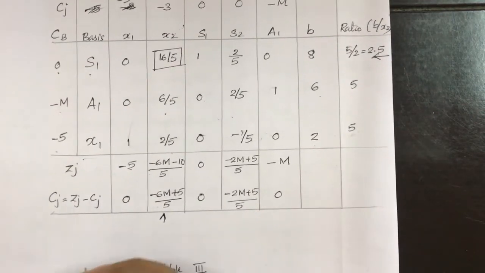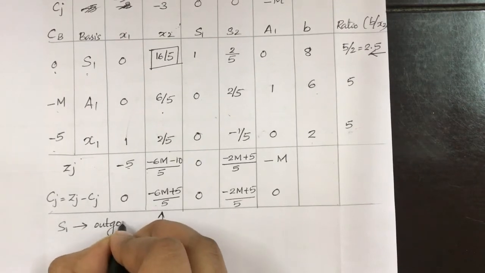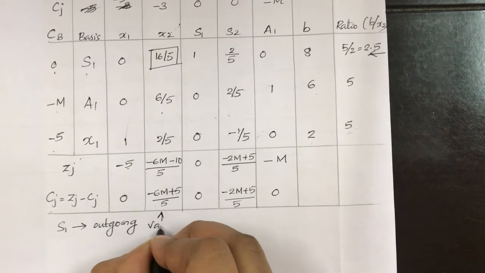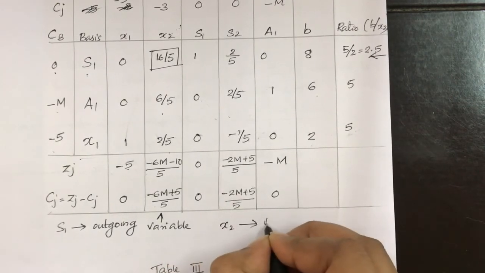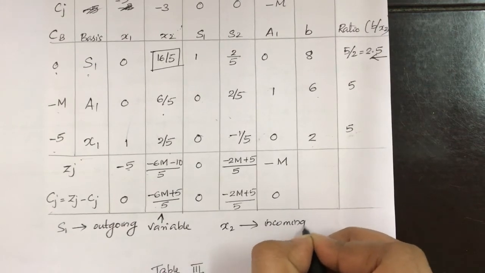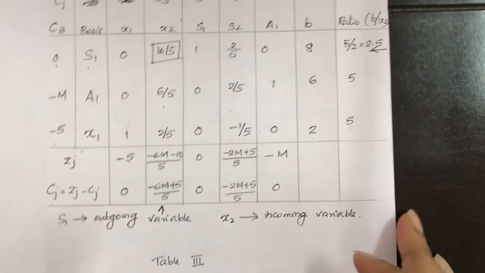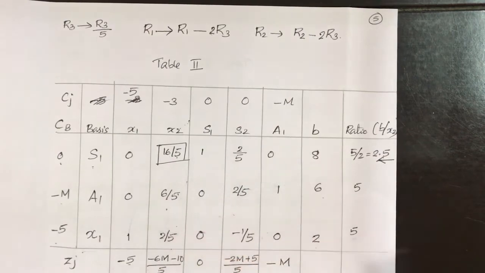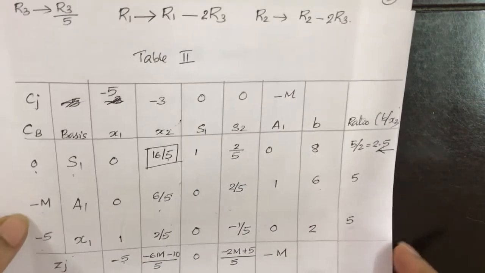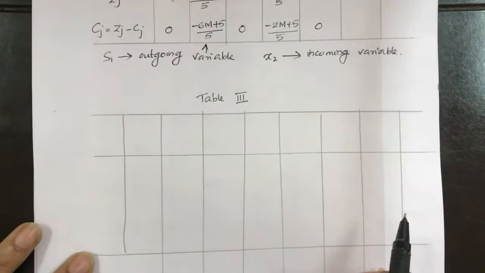So write it. S1 is the outgoing variable and x2 is the incoming variable. So we need to make this 16 by 5 as 1 and these two values as 0 by simply transforming the rows. So we are going for the next table, that is simplex table 3.